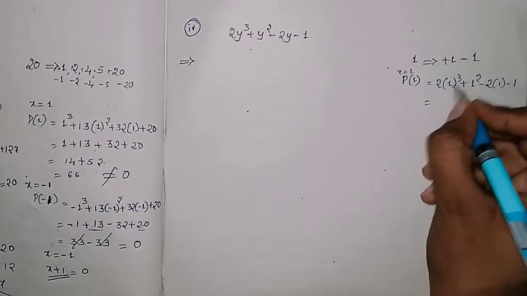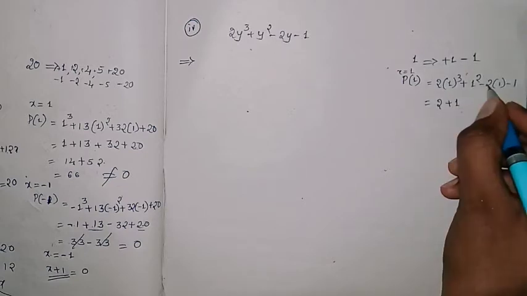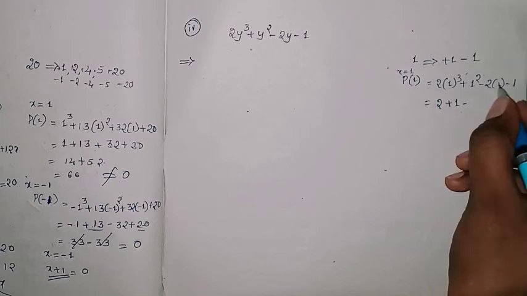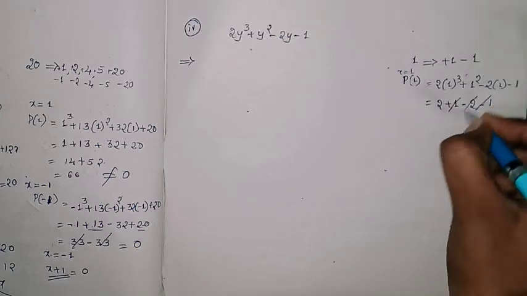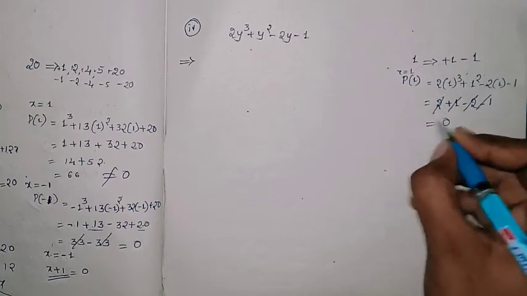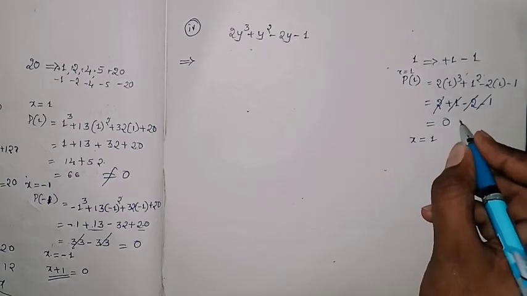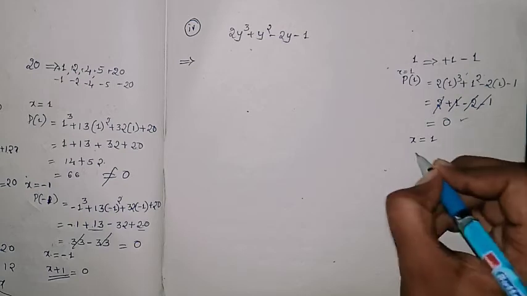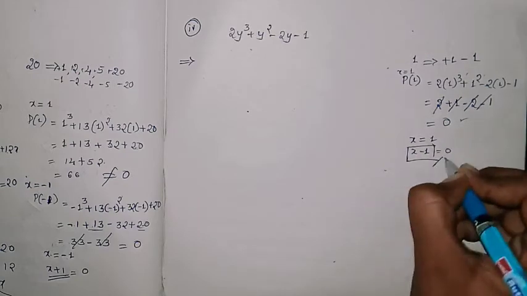So 2 into 1, 1 cube is 1. So 2 into 1 is 2, plus 1 square is 1, minus 2 into 1, that is minus 2, minus 1. So it is plus 1 minus 2 plus 2. So it is 0. That means our x is equal to 1. That time we can get answer as 0. That means x minus 1 is our required factor.